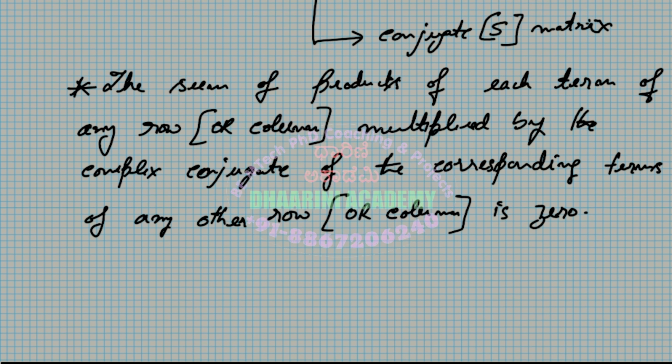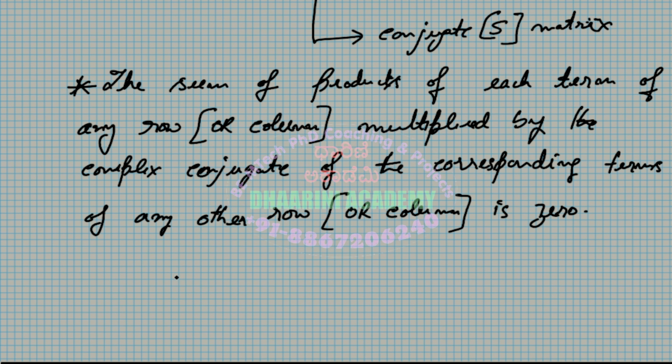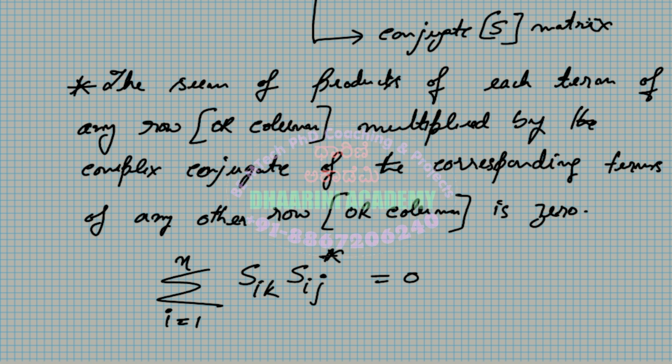So this is the meaning. Let me try to write an equation for that. All right. So how many i's can you have? i varying from 1 to n. Sum of the product. So what I can write is Sik, some other element, into the conjugate of the other one. Since I used k there, it is Sij conjugate. This is equal to 0. Right? So take an element and take any other element's conjugate, which is not present on the same row or same column. If you do the summation of such products, it's always equal to 0.